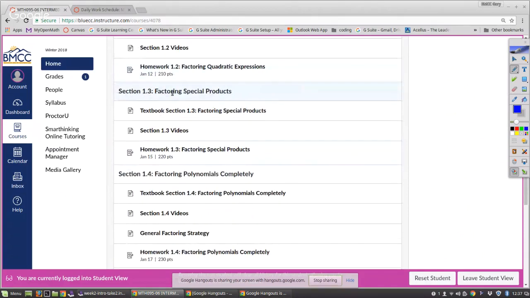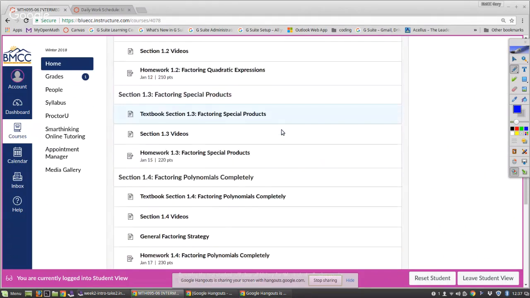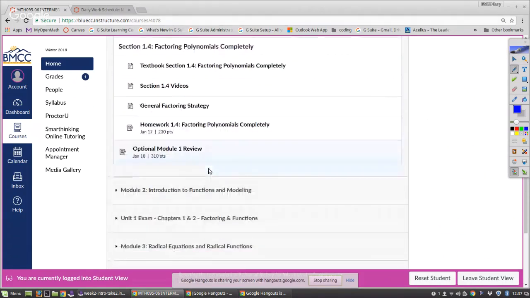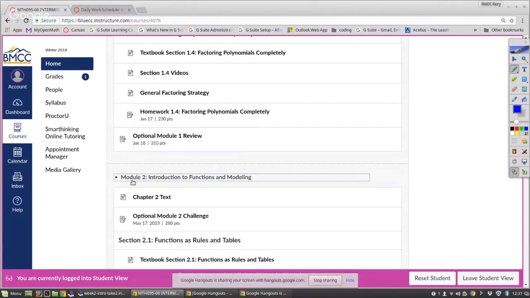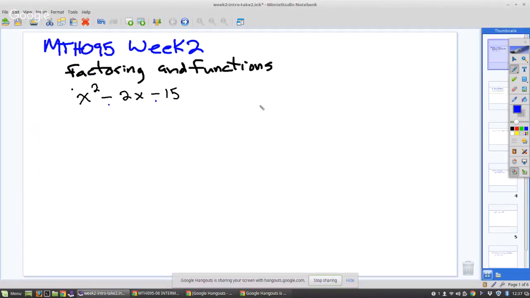So end of last week, beginning of this week, you were finishing up special products. I'll take a look at that in a moment, along with reviewing section 2, and then an overview of section 4, and then a little bit on chapter 2, 2.1 and 2.2. So the big thing is factoring from chapter 1. Chapter 2 is going to jump us into an idea called functions. So let's take a look at factoring first.